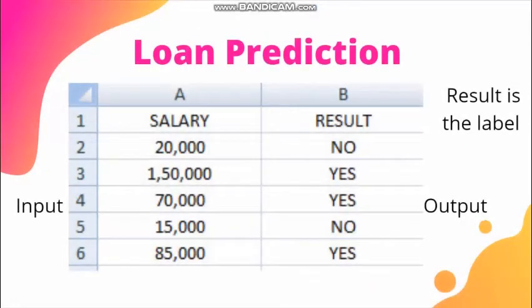Let's just say we want to develop a machine learning model which can predict if a person will be approved for a loan or not based on his salary. So for example, let's say we have a data set with 5 records, and in this column we have the salary of the person, and in this column we have the result, that is if he was approved for a loan or not. So in our data set we have both the input and the output. If our data set has both the input and the output, then it is going to be a supervised learning task.